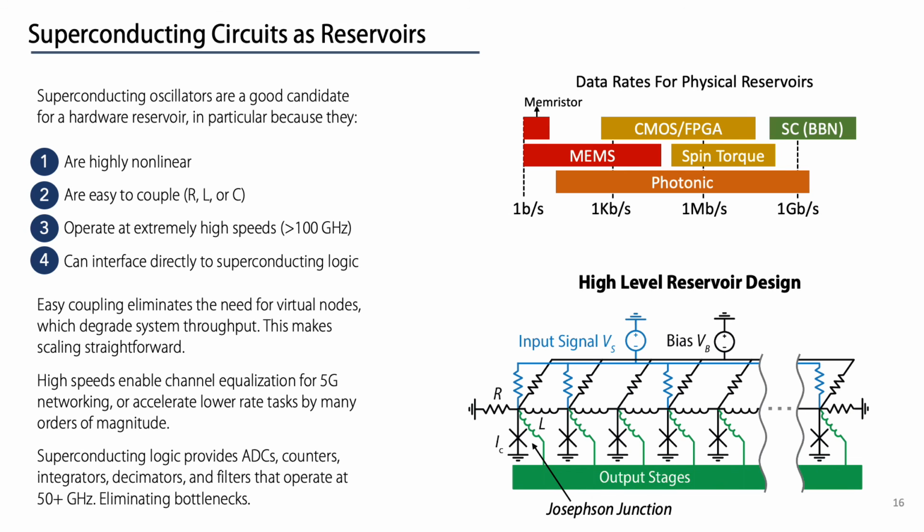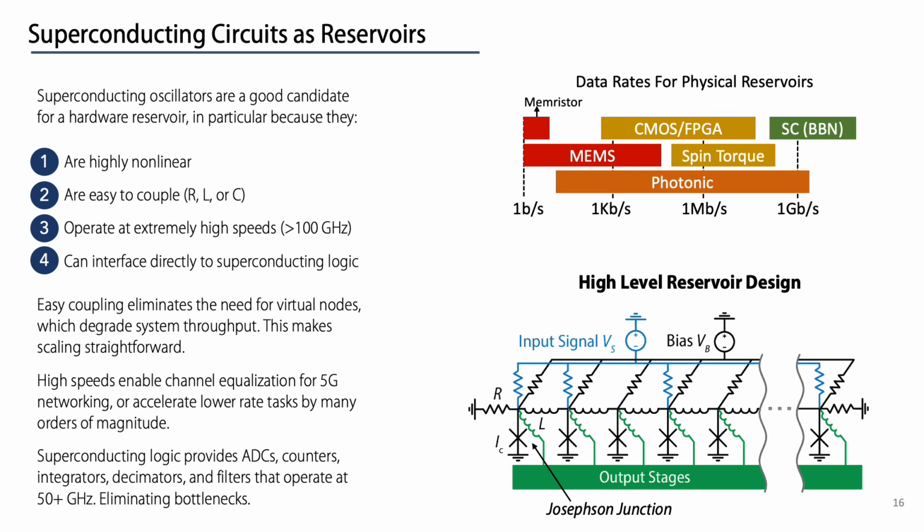Next, our oscillators can be operated at extremely high speeds, easily in excess of 100 GHz. This means that they can be used for applications such as high-speed channel equalization for 5G networking, or that they could be used to accelerate lower rate tasks by many orders of magnitude. On the top right of this slide, we plot what we expect to be the throughputs of a variety of different reservoir computing systems.